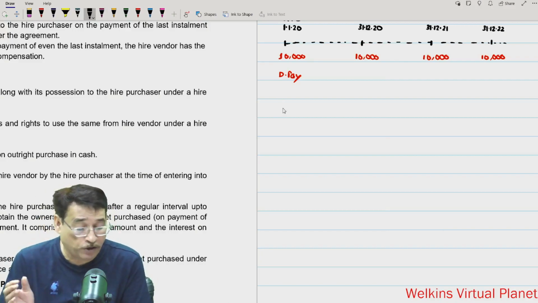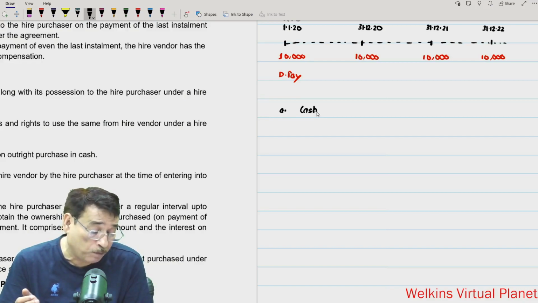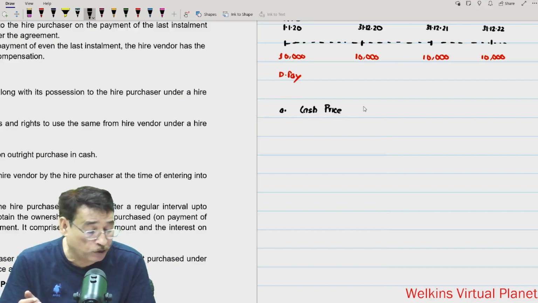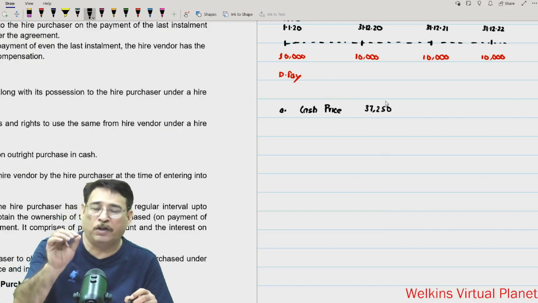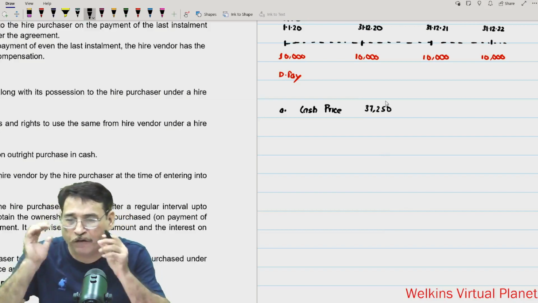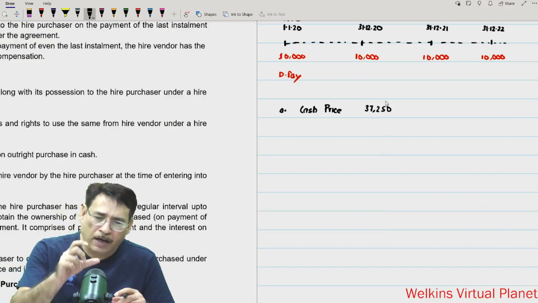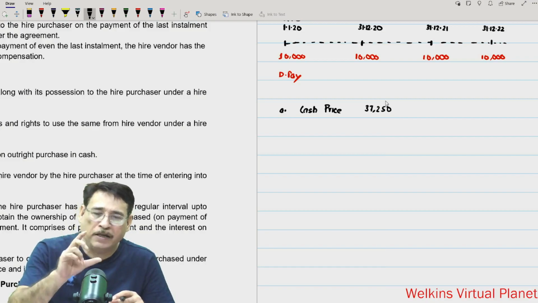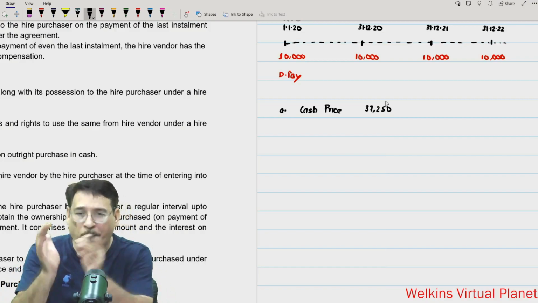Whenever you solve the question, always try to note all these things. Ask yourself, what is the cash price in the question? So cash price was given to us as 37,250. Now I tell you the meaning of cash price. What is cash price? Correct? Cash price basically means the price which the purchaser will have to pay in lump sum.